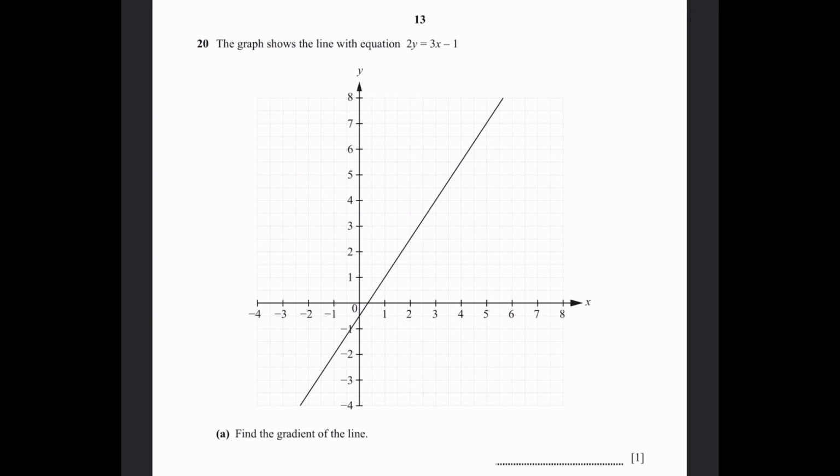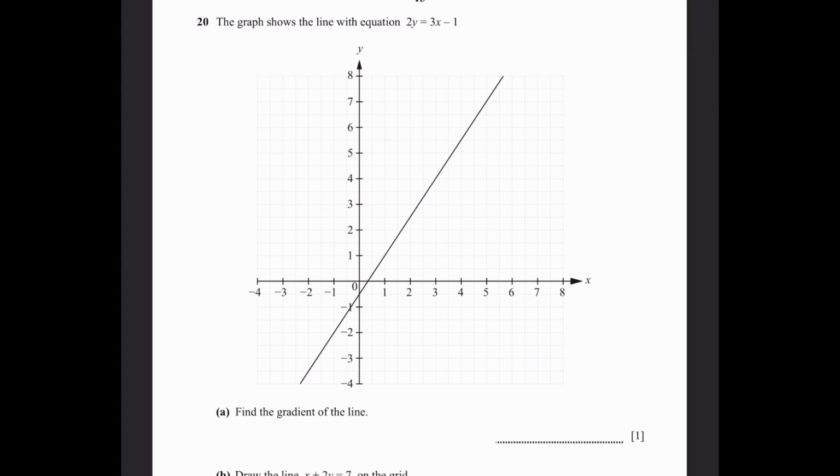Question 20. The graph shows the line with equation 2y equals 3x minus 1. A. Find the gradient of this line. So first let's make this into y equals mx plus c. Right now we're having it as 2y. We don't want the 2. So let's simplify that expression. y will be equal to 3x minus 1 the whole by 2. 3x by 2 is 1.5, so 1.5x. And then minus 1 by 2. y equals mx plus c, and m is the gradient. So this is the answer, 1.5.